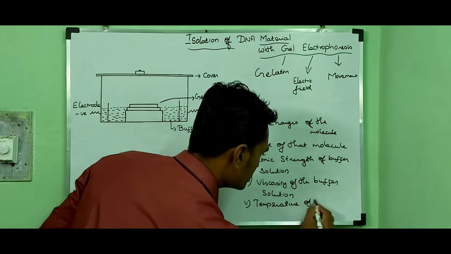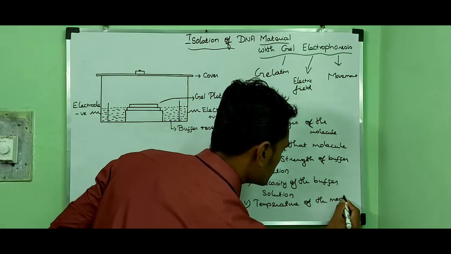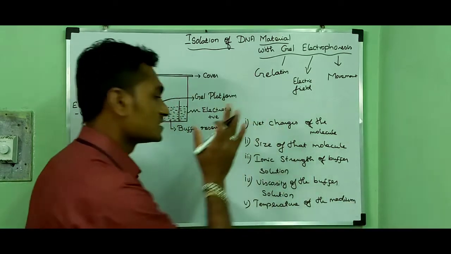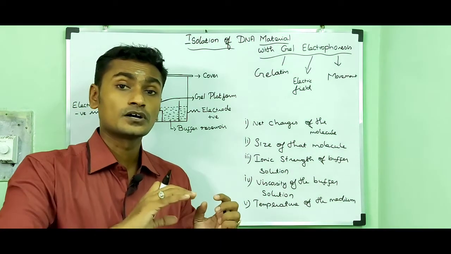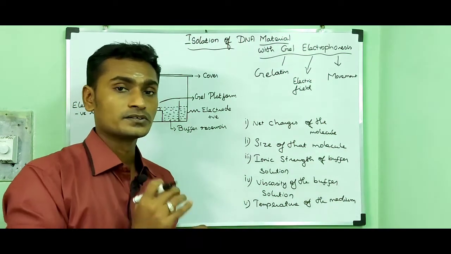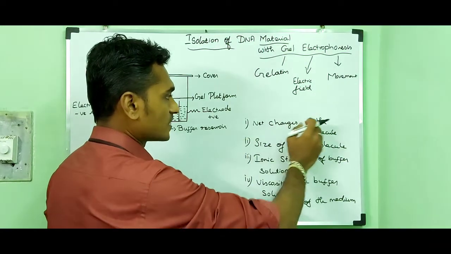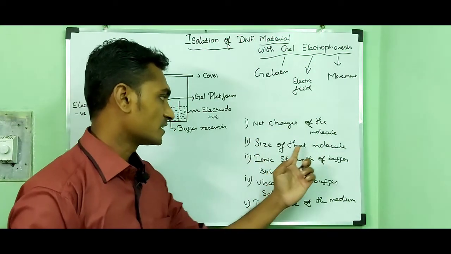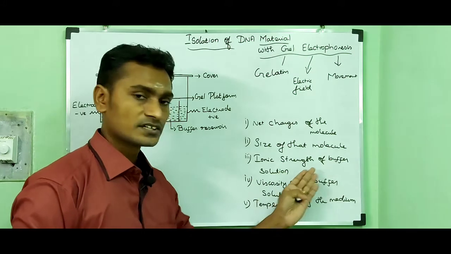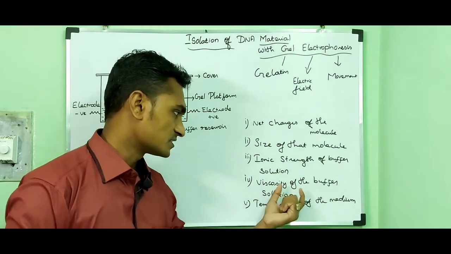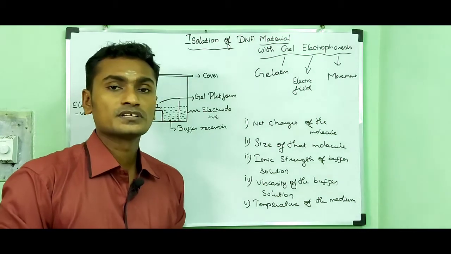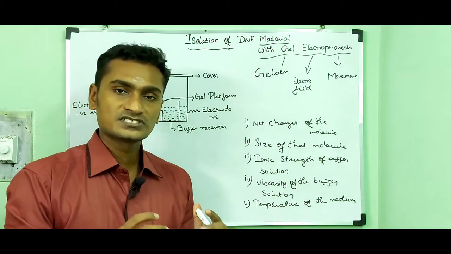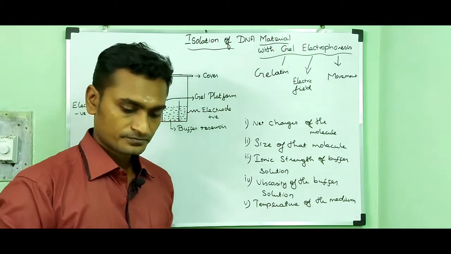The fifth point is the temperature of the medium. So these are the factors which can influence the rate of migration or the movement of the molecule: net charge of the molecule, size of that molecule, ionic strength of the buffer solution, viscosity of the buffer solution, and temperature of the medium. These are the important factors which can influence the rate of migration.